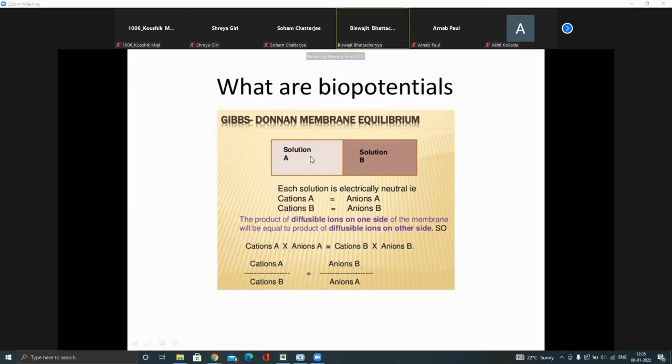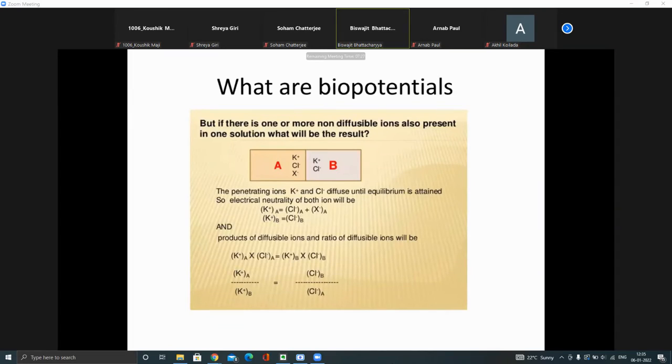Once this happens, something new we will find. Consider that on one side of the solution there is one anion placed, called anion X. X minus means anion X. It is a non-diffusible anion, inserted there somehow. Then the whole thing will be disturbed when some anion X is present in one solution. The electrical neutrality will still be maintained here also, no problem.